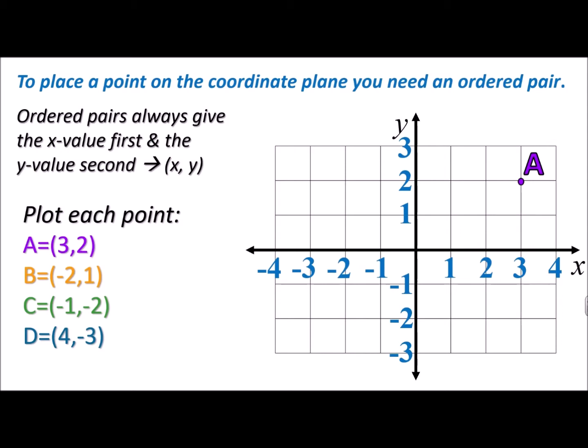The point B is, again, starting at the origin and asking you to move 2 places to the left on the x-axis and then 1 place up on the y-axis. Point C, back 1 on the x, down 2 on the y, and you have your point. Point D (4, -3) means move 4 places to the right on the x-axis, 3 units down, and put your point.